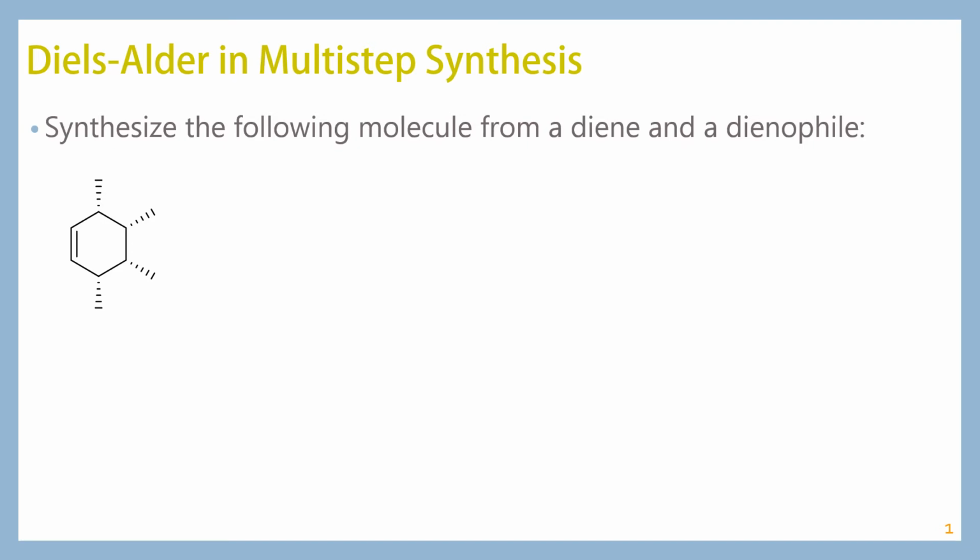In this last video of chapter 13, we're going to round up some leftover ideas, and the first one is the use of Diels-Alder in a multi-step synthesis. Most problems do not just outright say, use Diels-Alder to synthesize this product, but this one does. It says that we are using a diene and a dienophile.